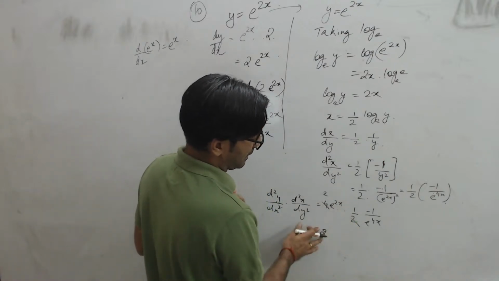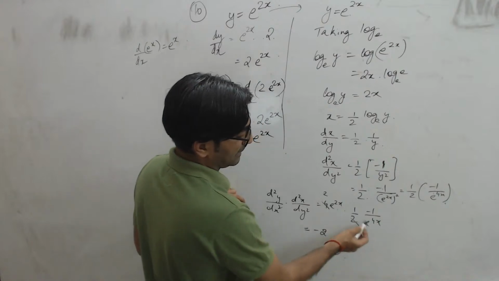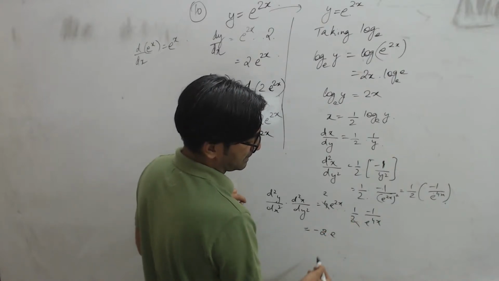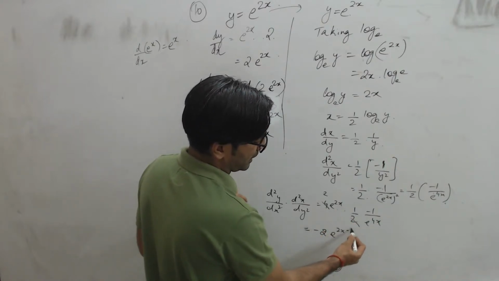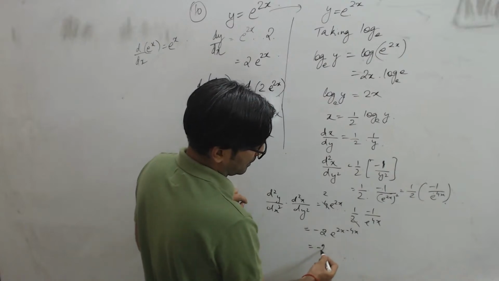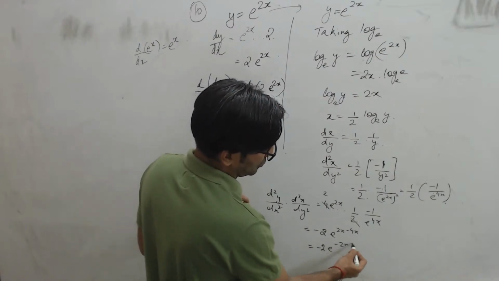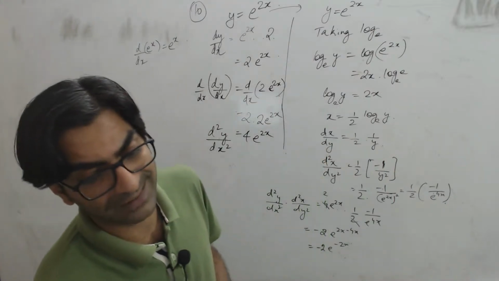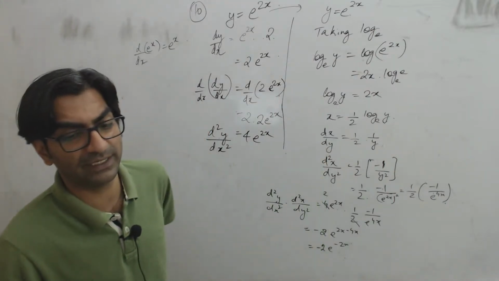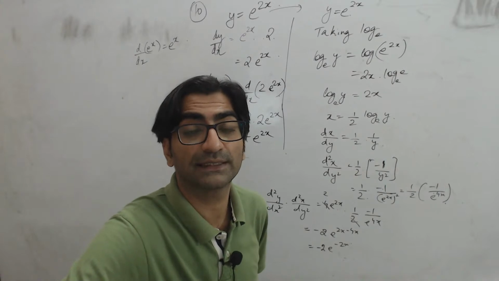And there is a negative sign, and since both of these are in the same base e, you can subtract their powers. 2x minus 4x becomes 2 e power minus 2x, right? So the product is indeed option D, 2 into e raised to the power minus 2x.